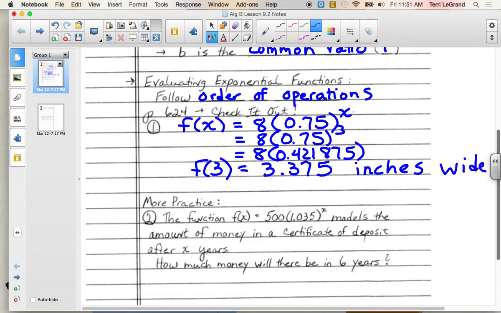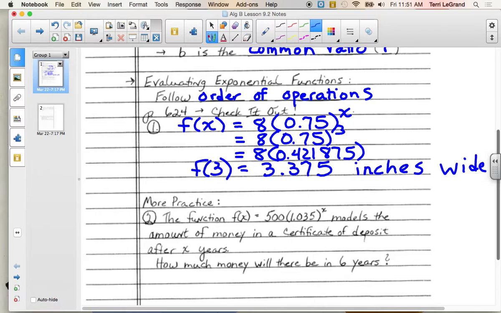Isn't this exactly what we were just doing yesterday? Kind of is, isn't it? Without using an equation. F of 3, it's been shrunk 3 times, reduced 3 times. We end up with 3.375 inches wide. Was I talking about the picture, not the line? Am I right? Yeah, I think so.